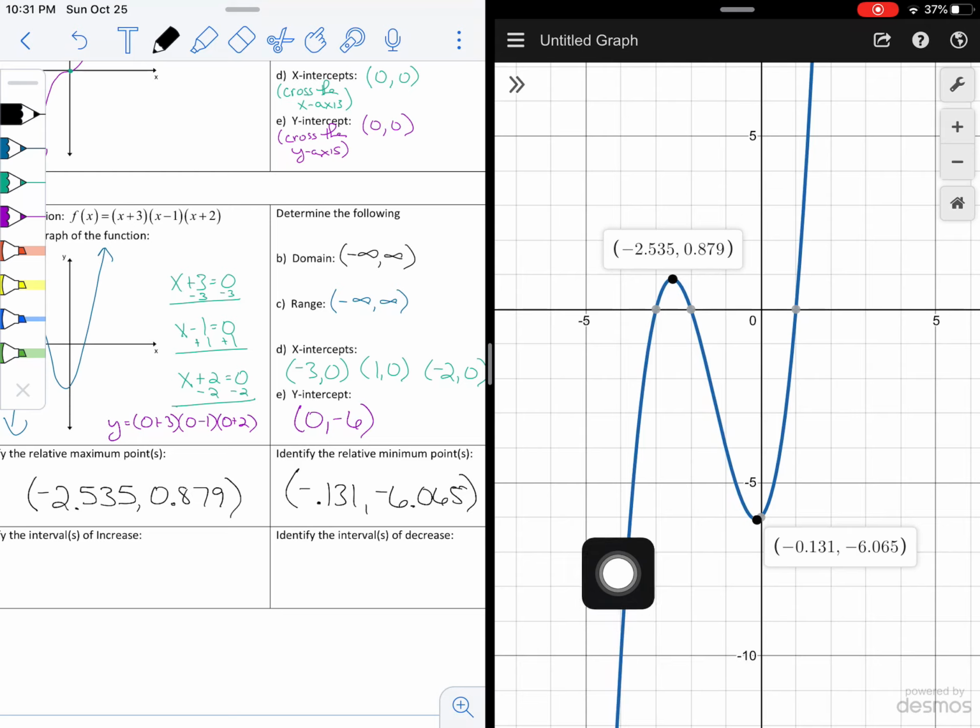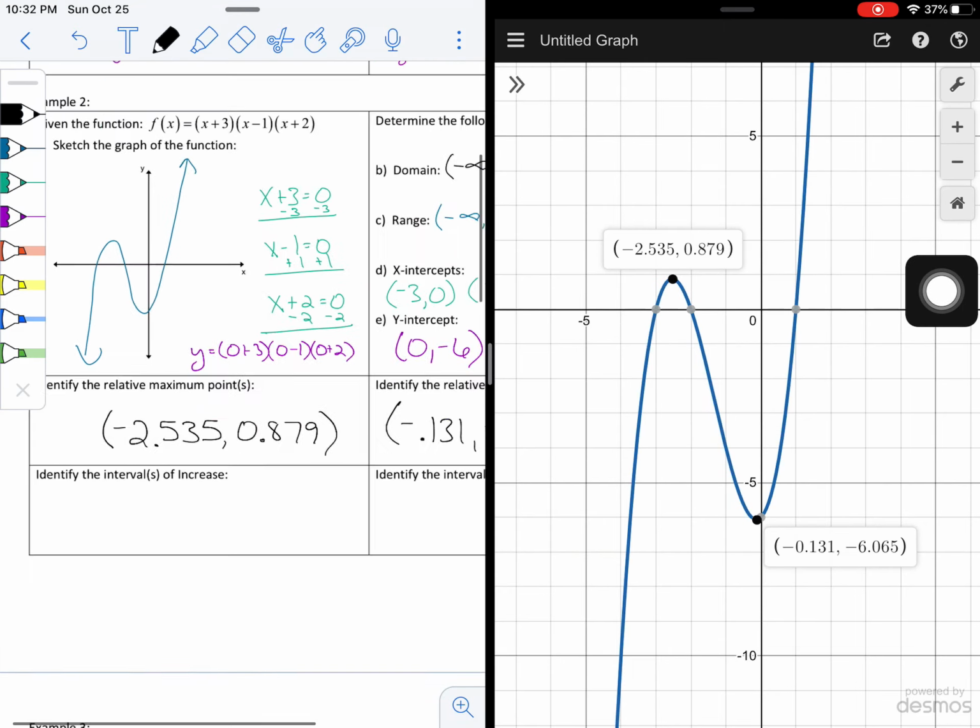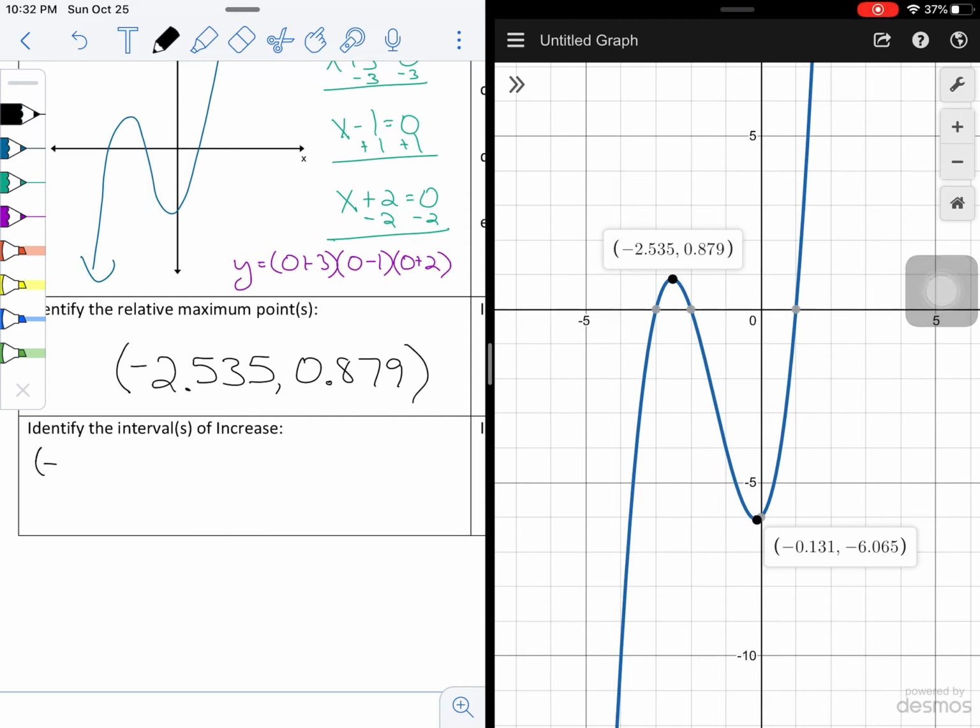Now, when we talk about these somethings, our graph is either increasing or decreasing. Okay, it's not both. You can only do one at a time. So as we look at this graph from negative infinity until we get to this first maximum here, so from negative infinity to negative 2.53, this graph is increasing. All right, so that's our first interval of increase. So from negative infinity to negative 2.535, that's the first x value on your relative maximum.